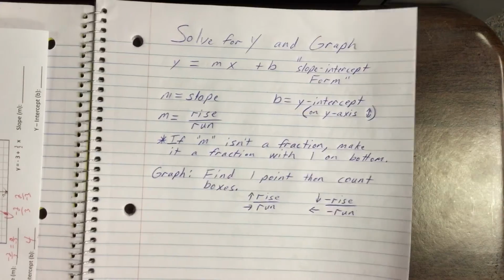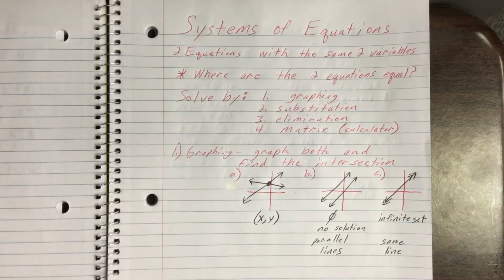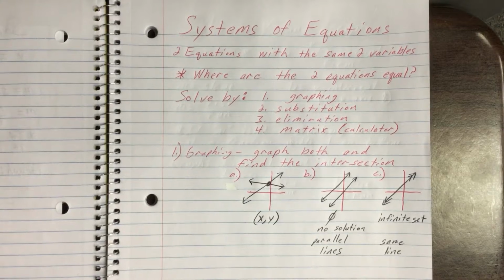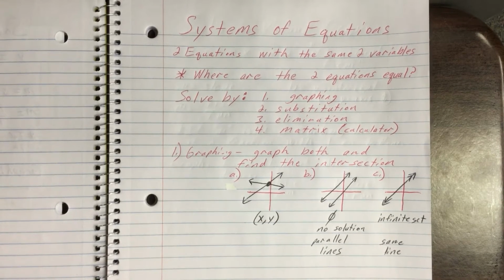Okay, and then here is page 3 of the notes. Right, systems of equations. 2 equations with the same 2 variables. Where are the 2 equations equal? That is what we're trying to find out. That's the solution of the system of equations. So how do we solve these? We solve them by number 1, graphing, number 2, substitution, number 3, elimination, and number 4, matrix. You can solve them using any of these methods, right?